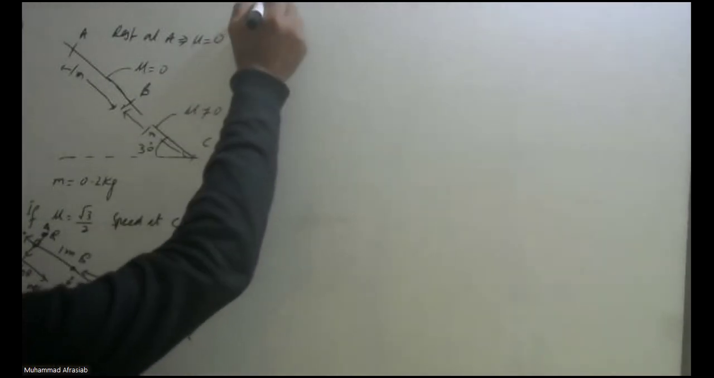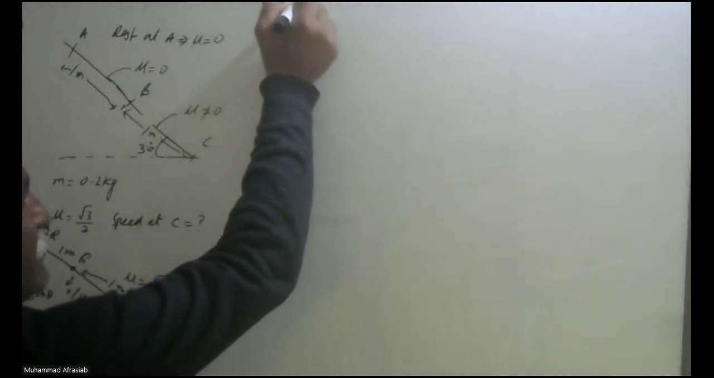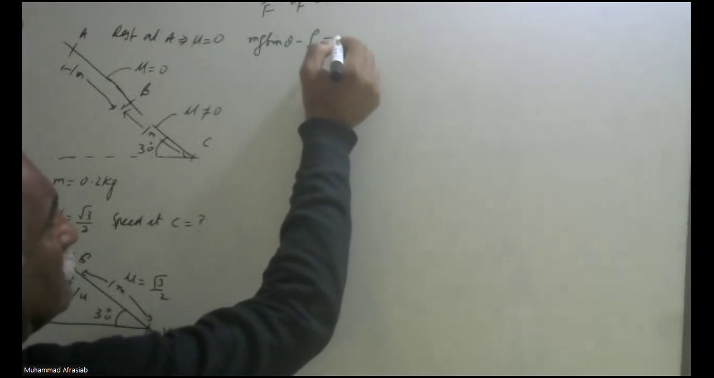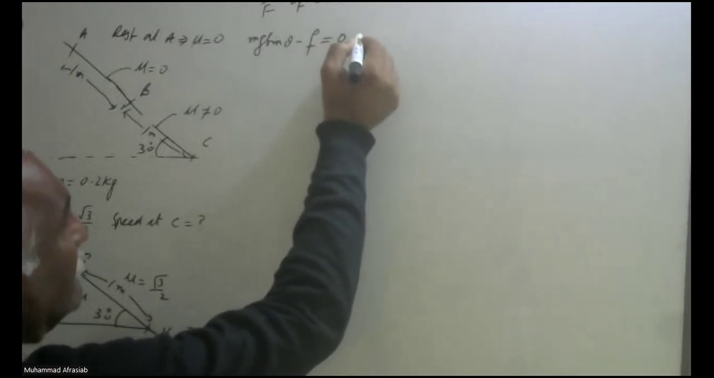We know that driving force minus resistive force is equal to net force, ma. So here the driving force is mg sin theta, minus the resistive force F, which is 0 because the coefficient of friction is 0 there, and that is equal to the mass of the particle, 0.2, times acceleration a. So first we are going to calculate this a for this part.